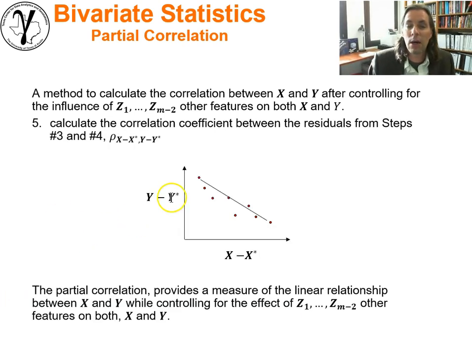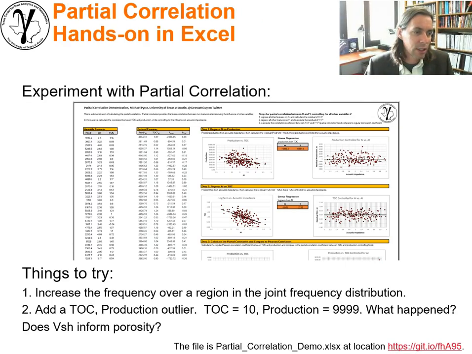All you have to do is calculate the correlation coefficient between the residual in y and the residual in x. This is a partial correlation coefficient. We have actually controlled for all of the other features that were not included with x and y, for all the z1 through m minus 2. Now, there's a range of different assumptions that get made with this methodology.